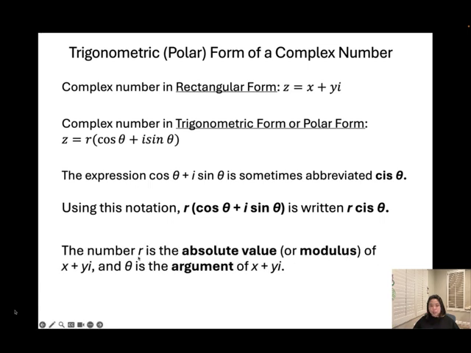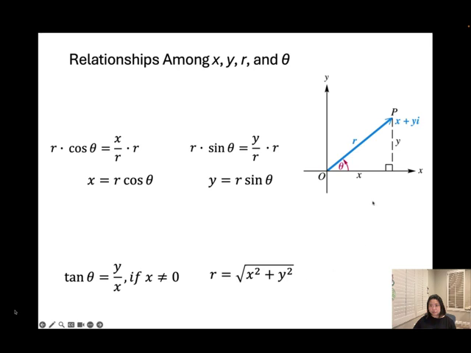The number r is the absolute value, or you could call it the modulus, of x plus yi, talking about the length of the complex number here. And then theta will be the argument of x plus yi. Okay, remember this picture, right? r will be the modulus, and theta will be the argument of x plus yi here.